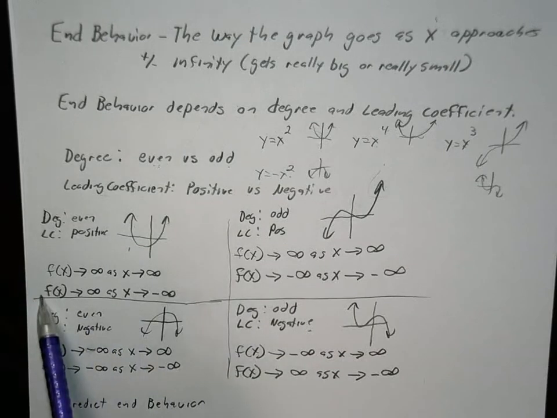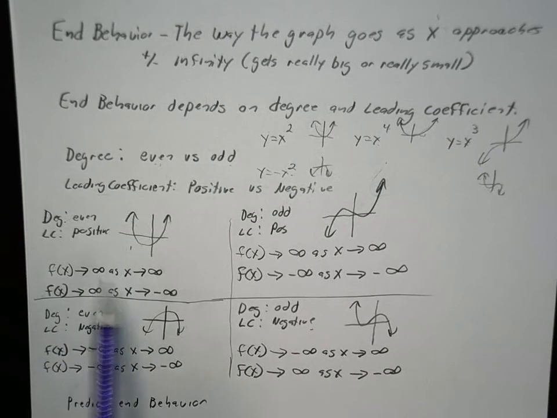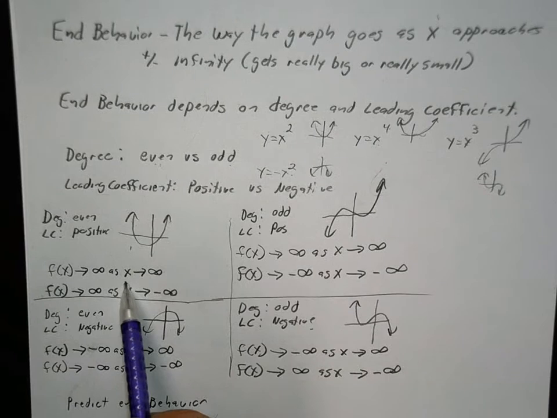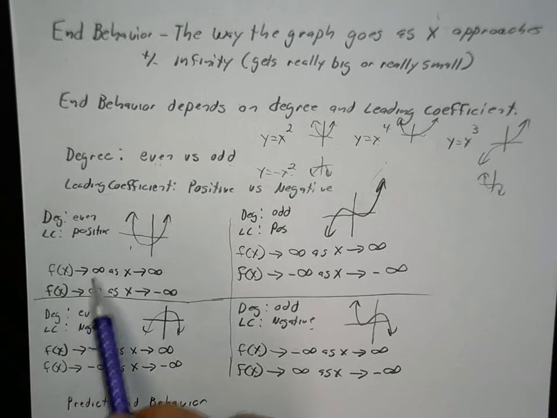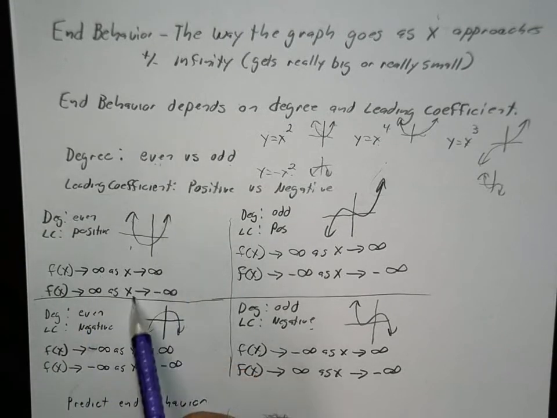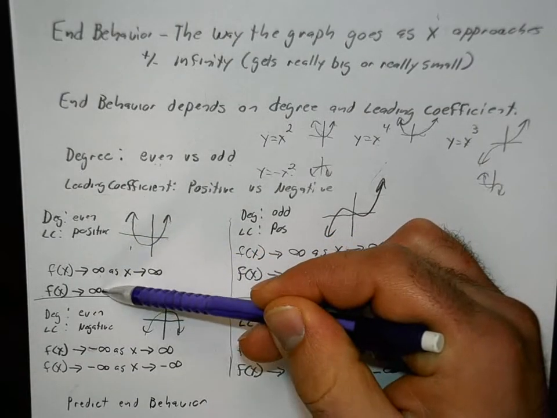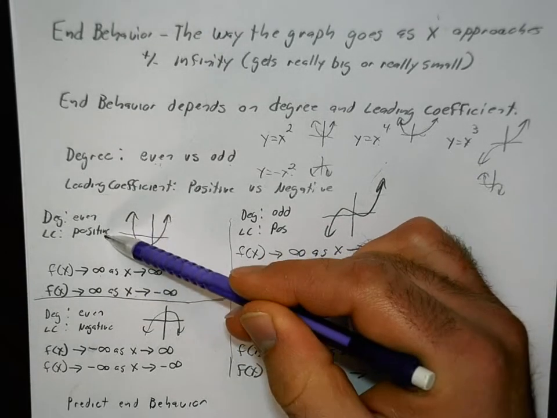So this is how they write it in their book, and this notation is sometimes a little confusing. The way you read this is f of x approaches infinity as x approaches infinity, and f of x approaches infinity as x approaches negative infinity. All that is saying is, sometimes reading it backwards is better. When x gets bigger, as my x values increase, my function goes to positive infinity. As x values decrease, so we go into the negatives, my function values increase as well. Okay, so that's if I have even and positive.